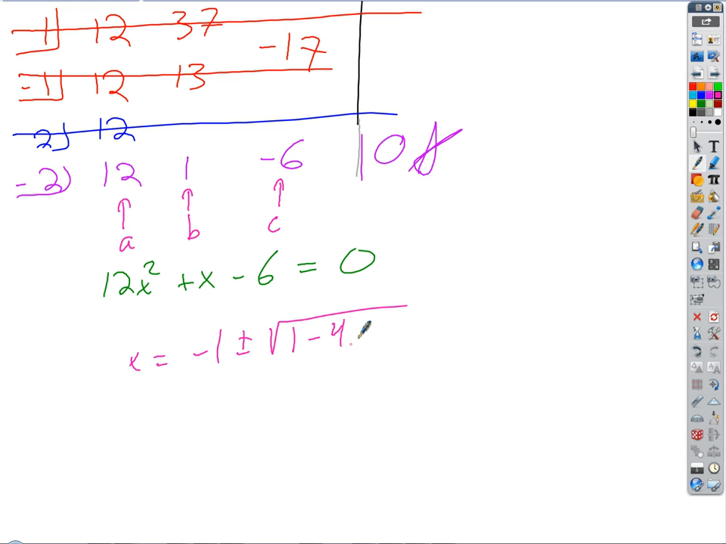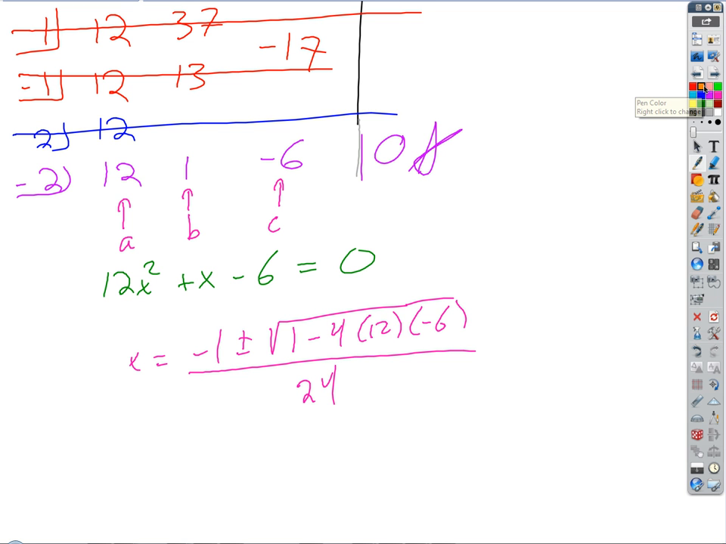Minus 4 times a, which is 12, times c, which is negative 6, all divided by 2 times a, which is 2 times 12, which is 24, right? Okay, so then what are we going to get inside here? Let's see if we can turn all this into a number.